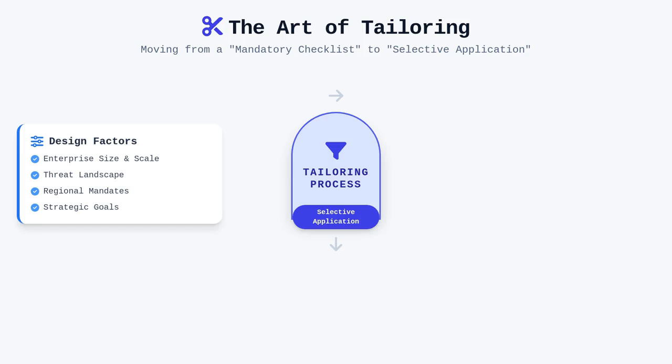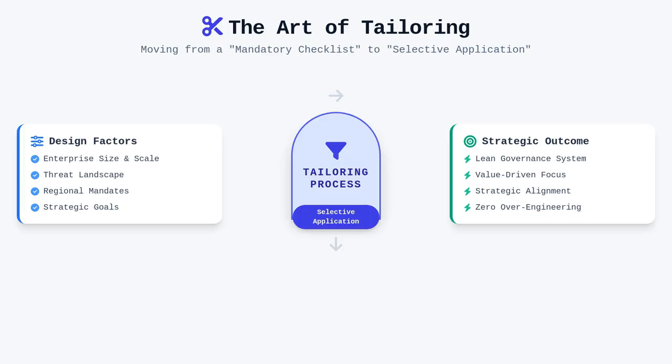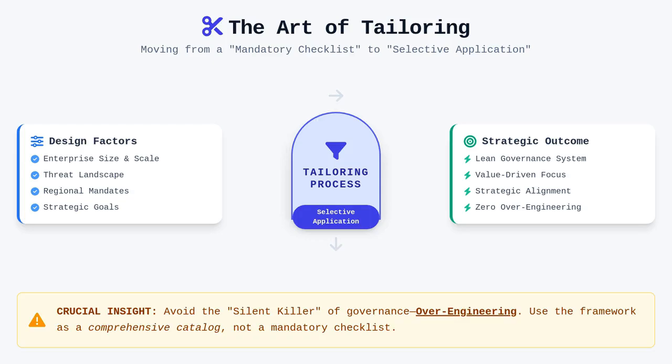A large enterprise might require a high density of controls to manage disparate departments, while a smaller entity may need to focus almost exclusively on a few critical business outcomes. By utilizing design factors, you effectively define the parameters that dictate which governance and management objectives are prioritized for your specific situation. This ensures that the governance system remains lean, focused on value creation rather than just compliance, and tightly aligned with the strategic direction of the business. You will find that this systematic approach prevents the common pitfall of over-engineering, which is often the silent killer of effective information technology governance.